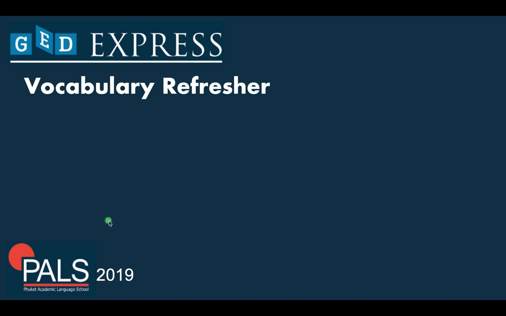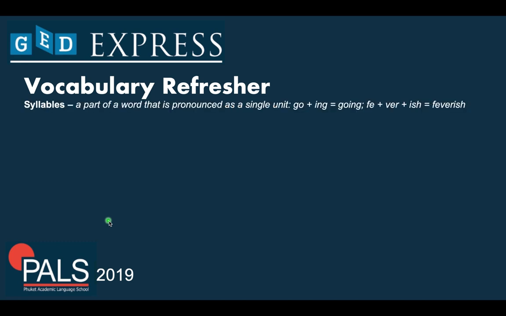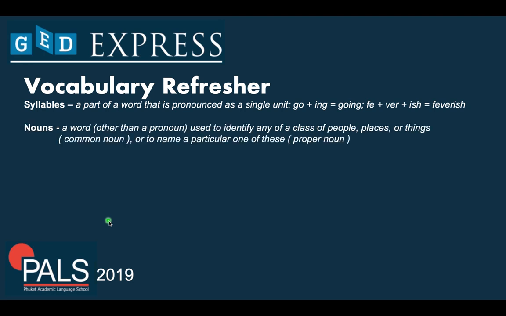Alright, before we begin, let's do a vocabulary refresher. Syllables are parts of a word that are pronounced as a single unit, such as when you separate going into go and ing, and feverish into fever-ish. You can actually count the syllables using your fingers. Try separating the words: go-ing, fe-ver-ish. So those are 2 and 3 syllables, respectively.